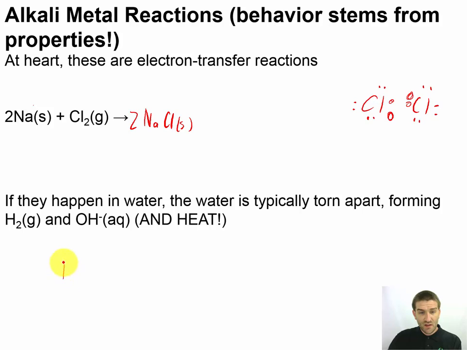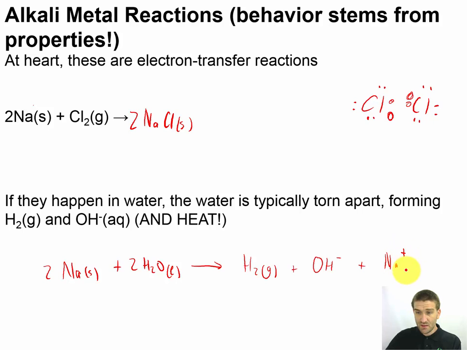So let's just stick with sodium metal, and let's have two of those. And we're going to have two water molecules that it's going to react with. They're going to form H2 gas, and they're going to form OH minus, and they're going to form Na plus. So notice Na plus and OH minus. We could summarize that as saying NaOH, right? So that's what we're forming.